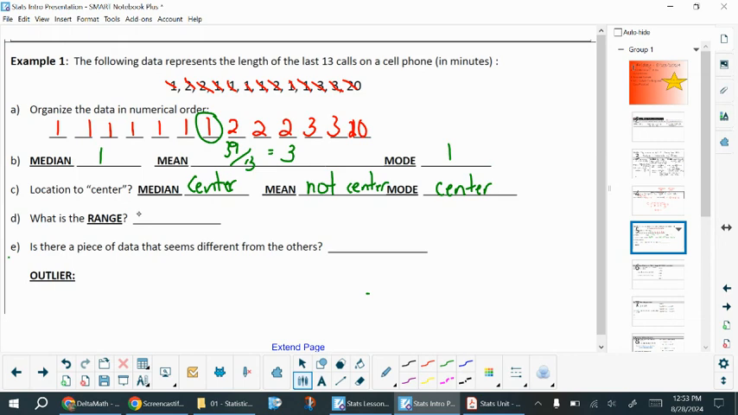Last thing we have is our range. In this case, remember, we're taking the max minus the min. And so we've got 20 minus 1 is 19.